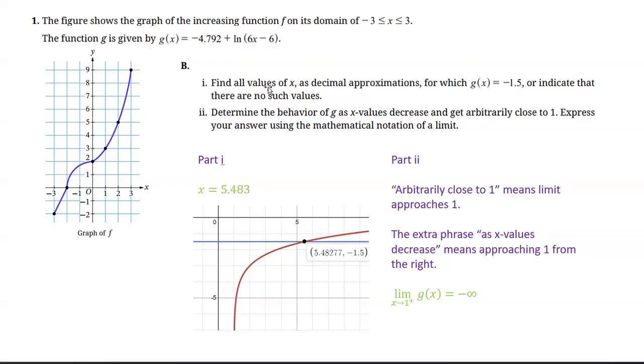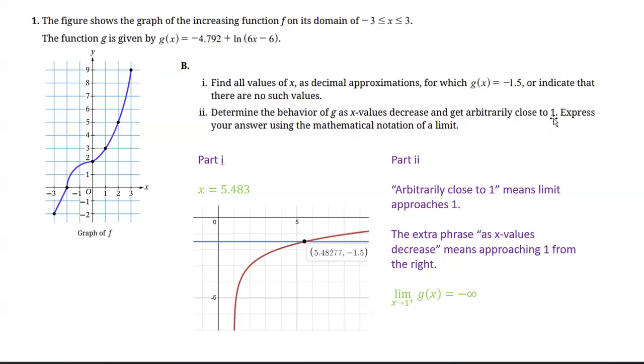It says find all values of x. Well, we know that the natural log is a monotonically increasing function, so it will only have that output value once, okay? If you even really zoom out a lot, you'll see that will never cross again. Okay, now part 2, determine the behavior of g as x values decrease and get arbitrarily close to 1. Express your answer using the mathematical notation of a limit.